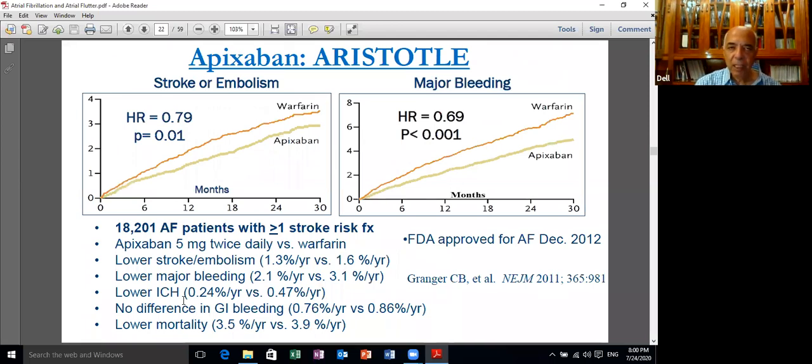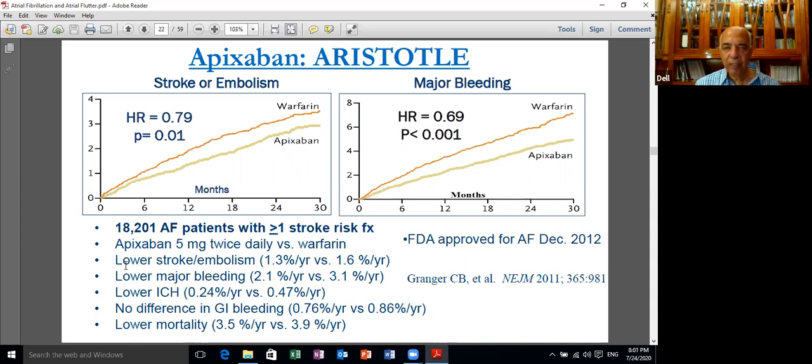Apixaban or Eliquis has been studied in a pivotal trial, the ARISTOTLE trial, a huge number, and again it was superior to warfarin with less stroke and embolism, lower major bleeding, lower intracranial hemorrhage, no difference in gastrointestinal bleeding, and lower mortality. Now, the opinion about Eliquis has changed. There was contraindication in patients with renal dysfunction, underweight, and old age. Now, the only contraindication is higher serum creatinine or rising serum creatinine.